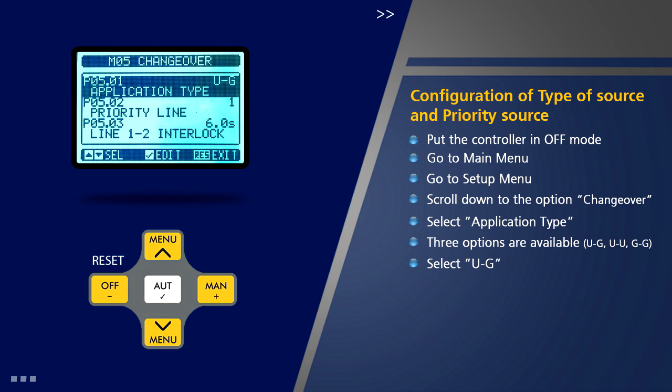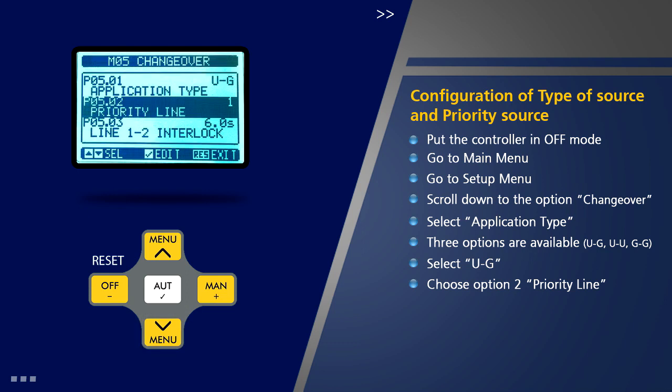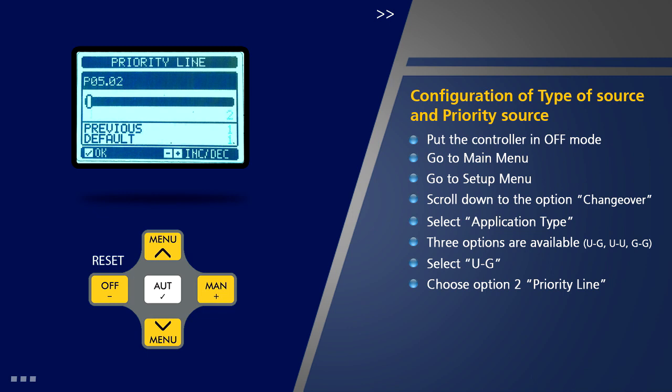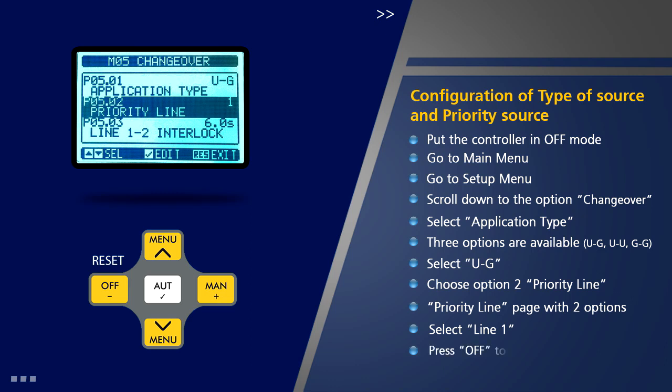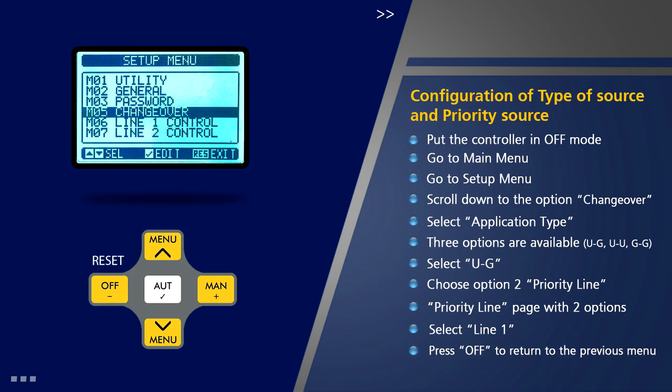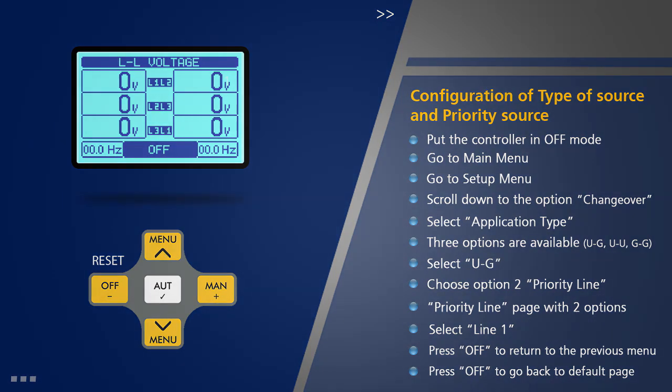To select Priority Line, choose option 2, which is Priority Line, on Changeover page and press OK. Now Priority Line page will be displayed showing 2 options, 1 and 2. Select Priority Line as per site requirements, for example Line 1, and press OK. Press Off to return to the previous menu. Press Off again to go back to default page.